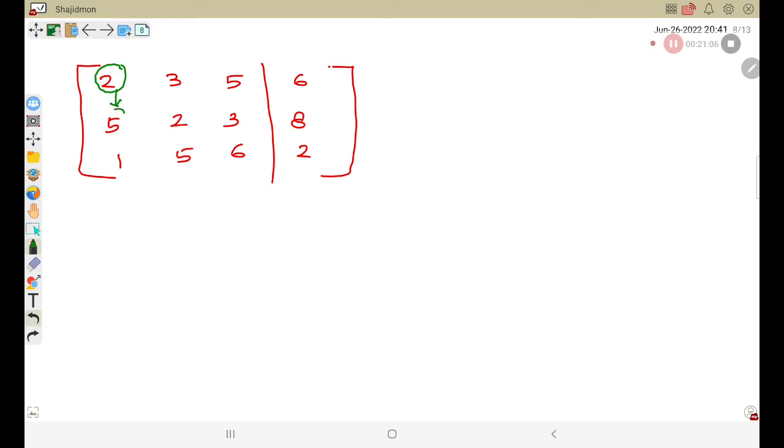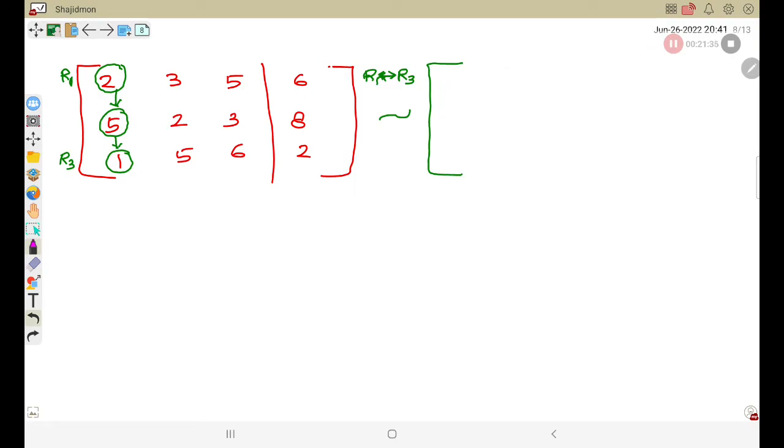Here it is 5, but here it is 1, correct? Here it is 1. So this is which row? Actually this is the third row. So just interchange the first row and the third row if it is not 1. So write the operation here: R1 interchange with R3, R1 double arrow R3, so that the first number will be 1.